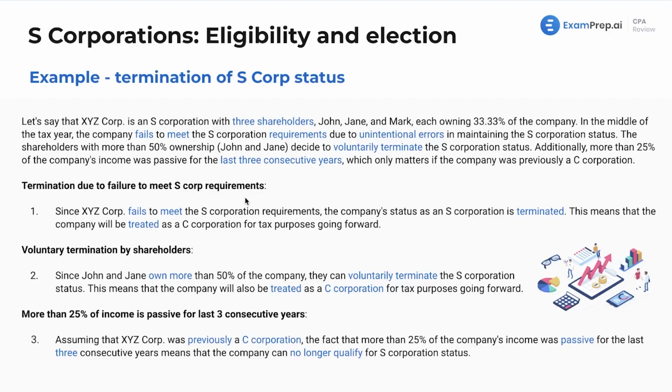So, termination due to a failure to meet S Corp requirements. Since XYZ Corporation fails to meet the S Corp requirements, the company's status as an S Corporation is terminated. This means that the company will be treated as a C Corporation for tax purposes going forward. Voluntary termination by shareholders. We're kind of going through all the ways it can be terminated. Since John and Jane own more than 50% of the company, they can also voluntarily terminate the S Corporation status. This means that the company will also be treated as a C Corp going forward.